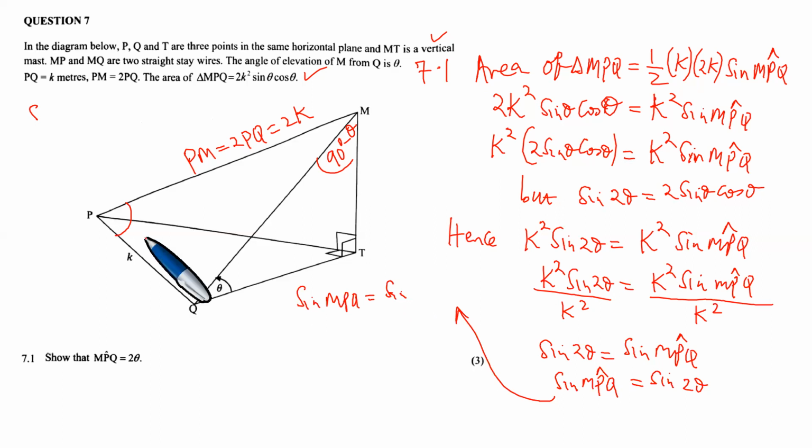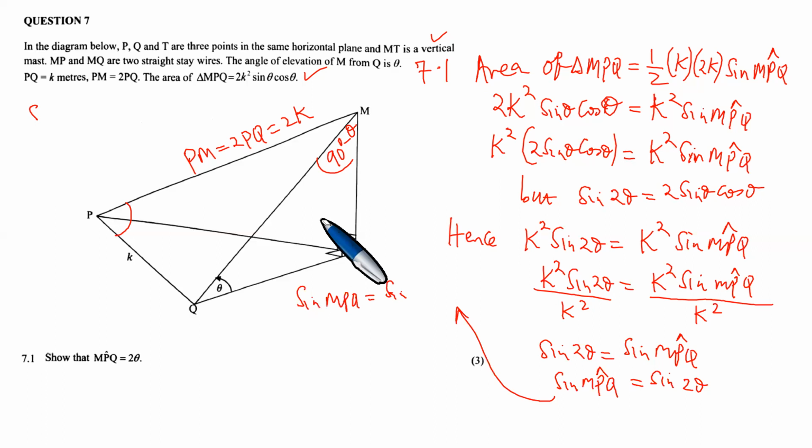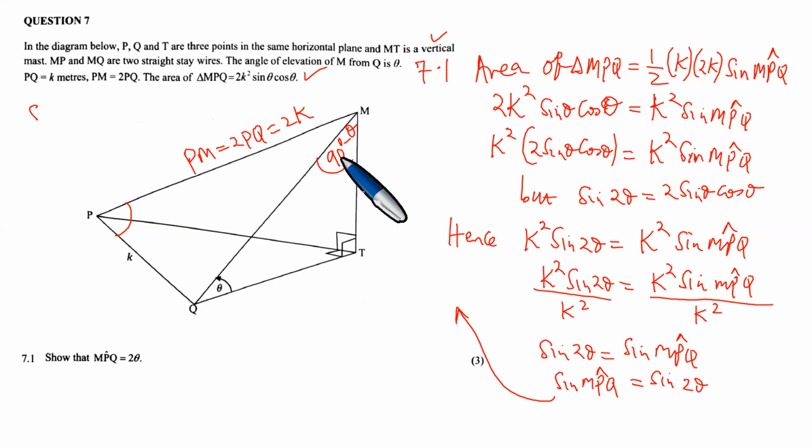Okay, let me not repeat that one. Let me just write it clearly here. Okay, so we have exactly what we obtained here. So what is this now? Right, so we can write this one here. Right, we have this one over there. Okay, so we have this, and then we have that. Okay, good.